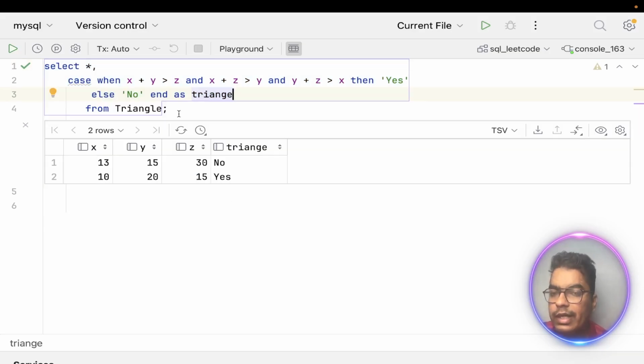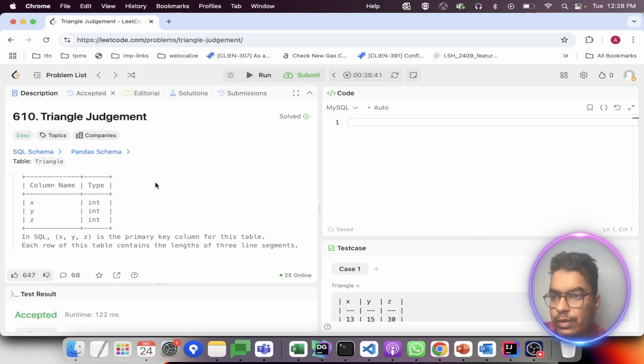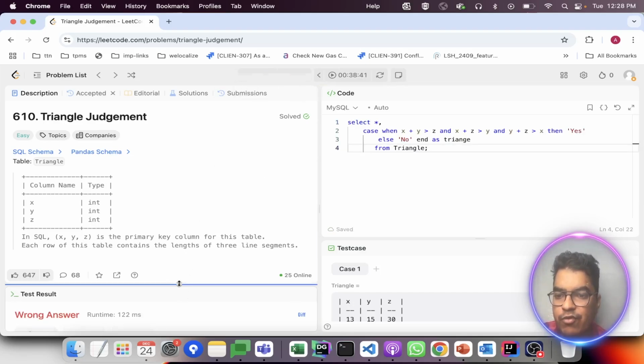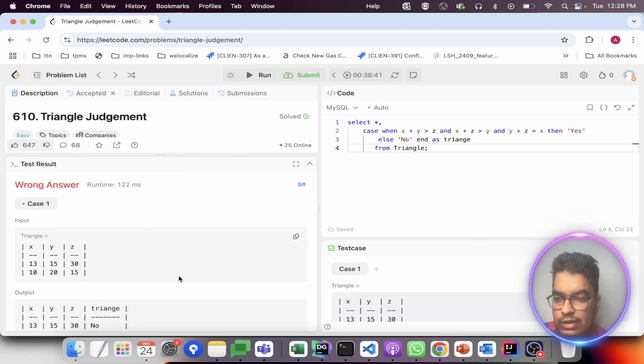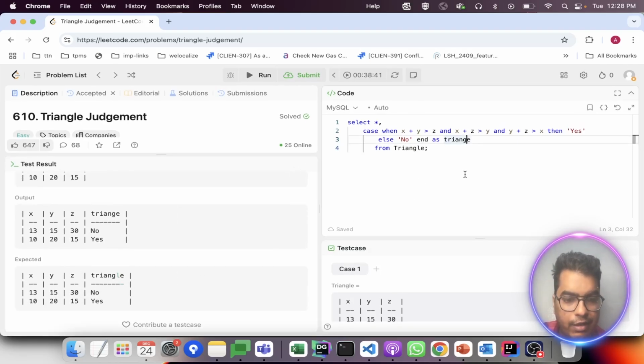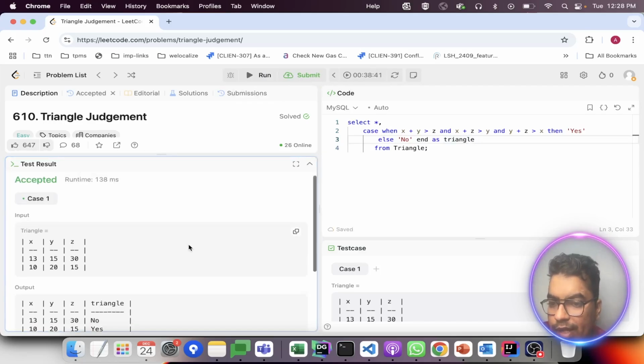Now let us go to the LeetCode and try to submit the solution. I am in the LeetCode. I have already explained this question to you. Now I am trying to paste my solution, try to run for test case number 1, and it is a wrong answer. Why so? Because the spelling is wrong, triangle. Let me run this again.